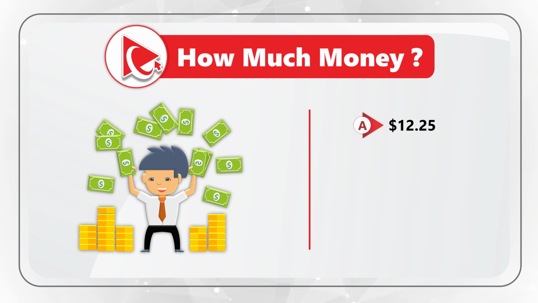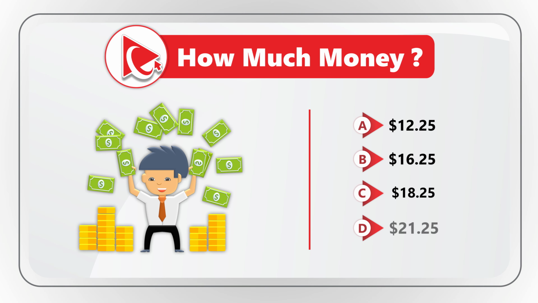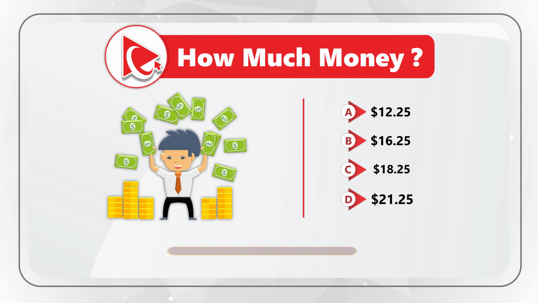Choice A, $12.25. Choice B, $16.25. Choice C, $18.25. And last but not least, choice D, $21.25. Make sure to pause this video and count all the dollar bills in the air as well as coins on the ground. Give yourself 15 to 20 seconds to see if you can come up with the solution.